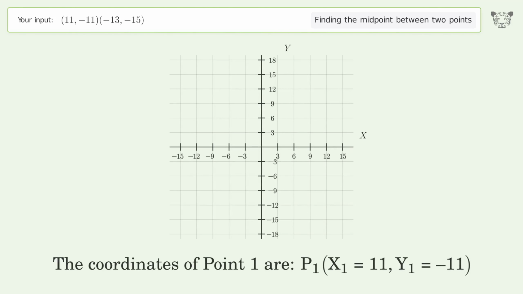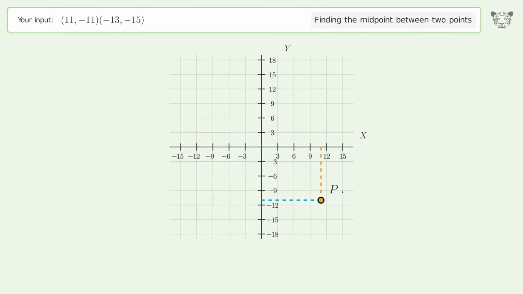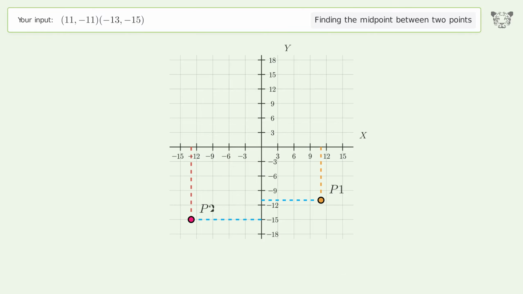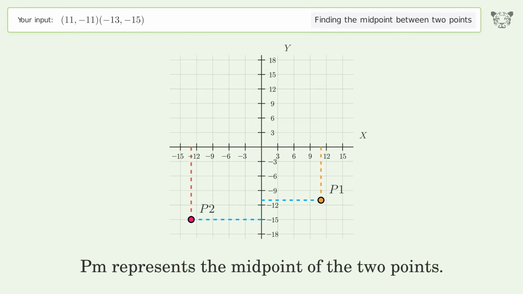The coordinates of point 1 are x1 equals 11, y1 equals -11. The coordinates of point 2 are x2 equals -13, y2 equals -15. PM represents the midpoint of the 2 points.